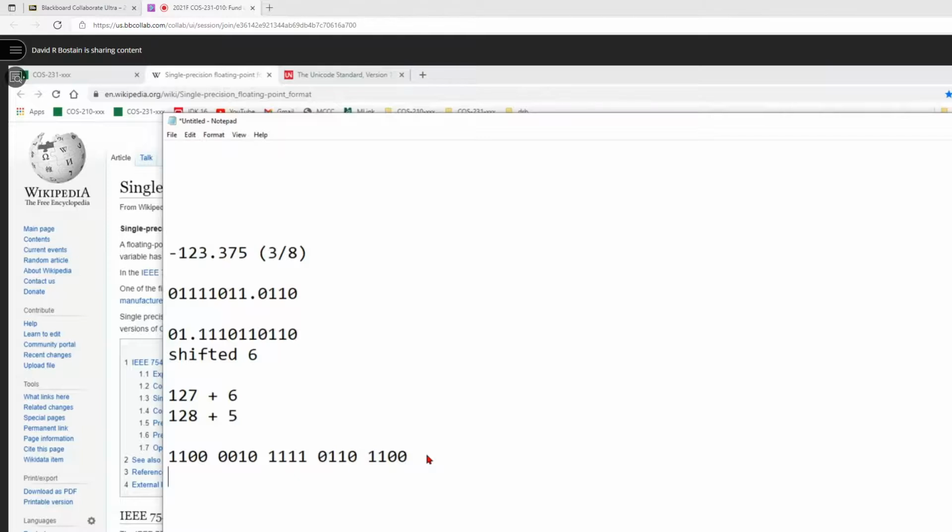Kamulin, what would it be? I got C2F. 6, did you say? Yes. And then what else? Then 3 zeros. Yep, you bet. So that's the value for negative 123 and 3/8 right there.